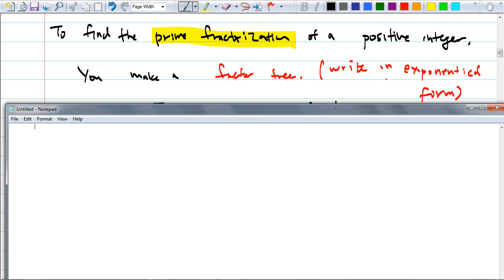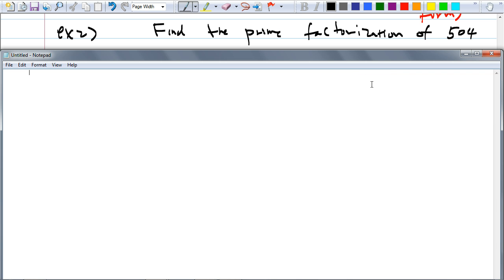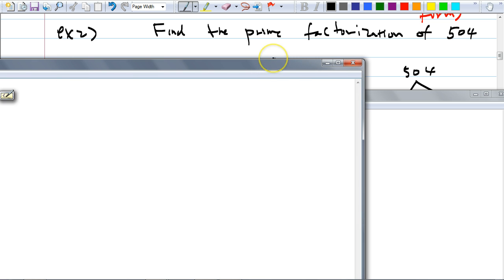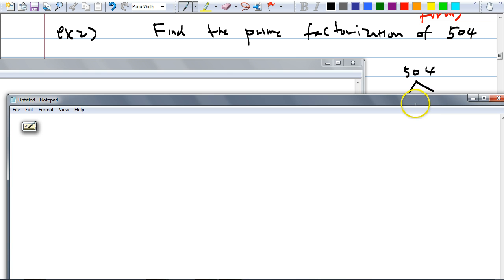Here we go. So they may ask you to do something like this: find the prime factorization of 504. Let's do this one together since it's our first time doing it. So first you start with 504. Prime factorization is nothing more than doing a factor tree. So look at 504, and I'm going to have 2 branches from 504.